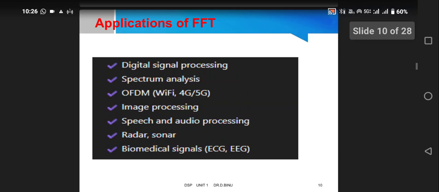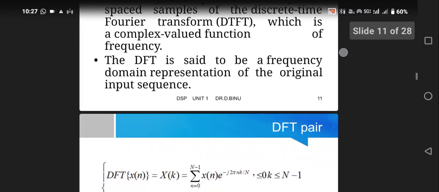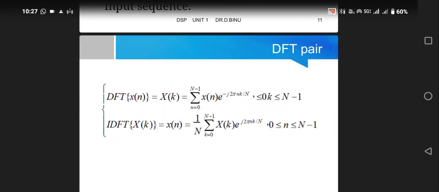What are the applications of FFT? FFT is normally used in digital signal processing, spectrum analysis, OFDM, image processing, speech and audio processing, radar and sonar, biomedical signals like ECG and EEG. How can we compute DFT and IDFT? DFT is simply a frequency domain representation of the original input sequence. The DFT pair equation is represented in this slide.